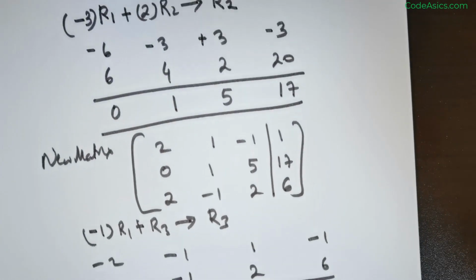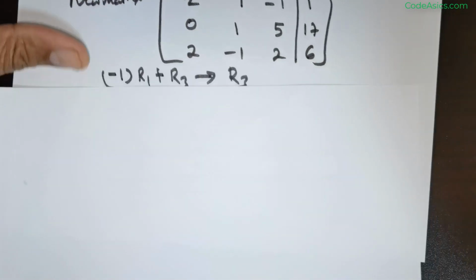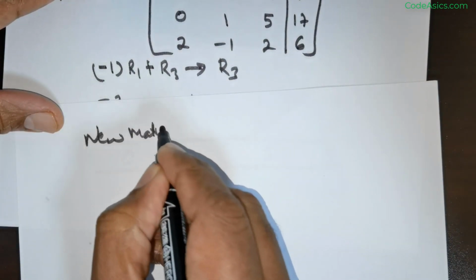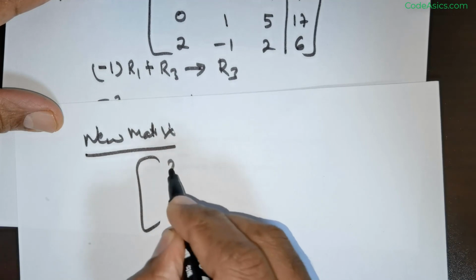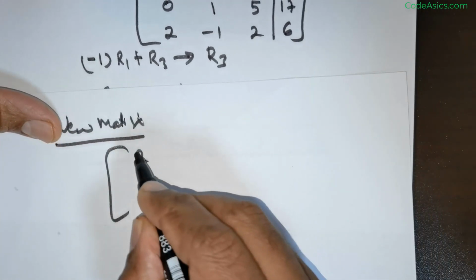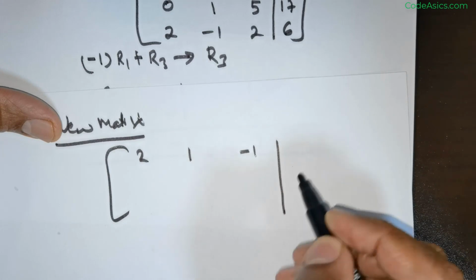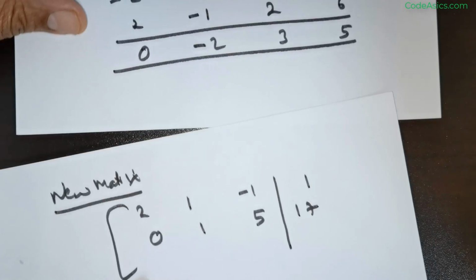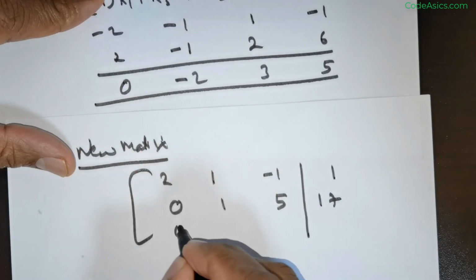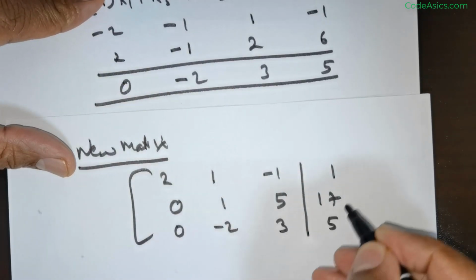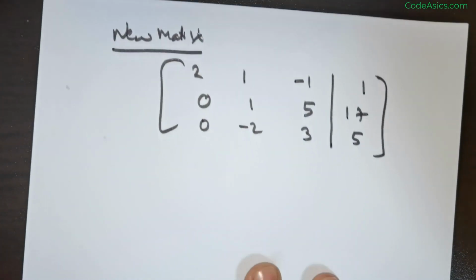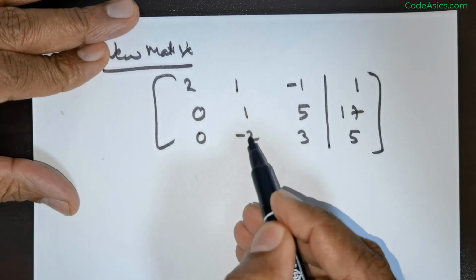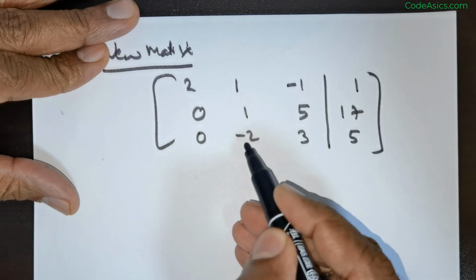So this is going to be my new matrix. Row 1 stays as it is: 2, 1, negative 1, draw the vertical line, 1. Then 0, 1, 5 and 17, and row 3 is 0, negative 2, 3 and 5. Okay, fair enough. Now we have achieved these two elements to be 0. Now this should also be made 0.